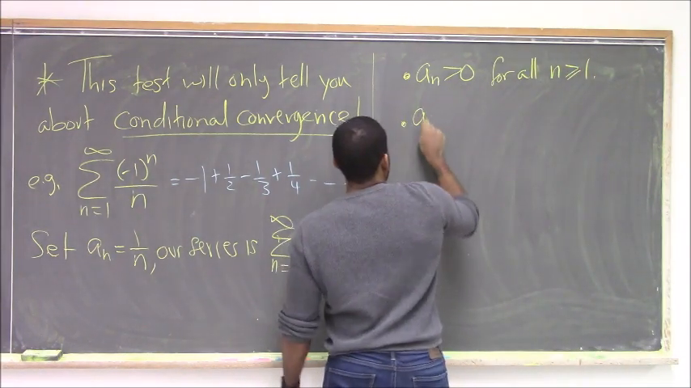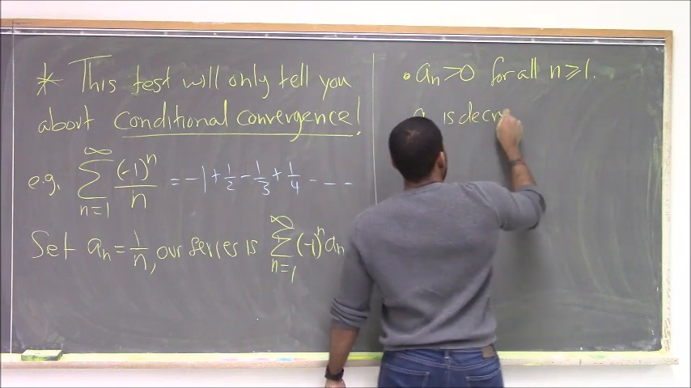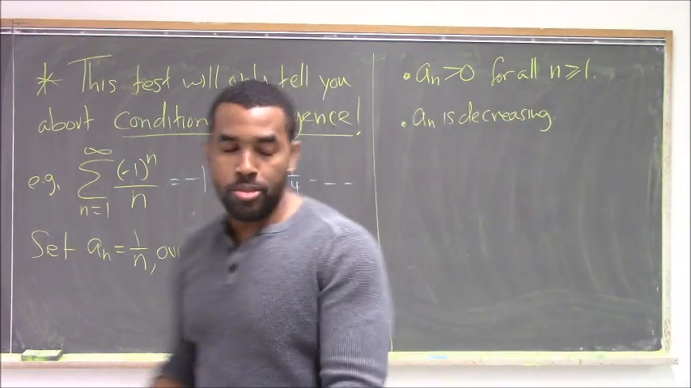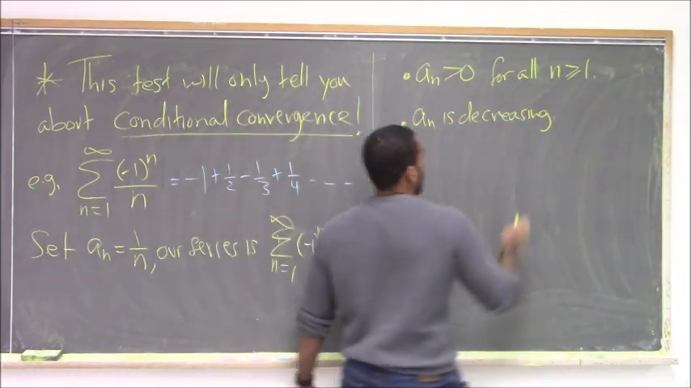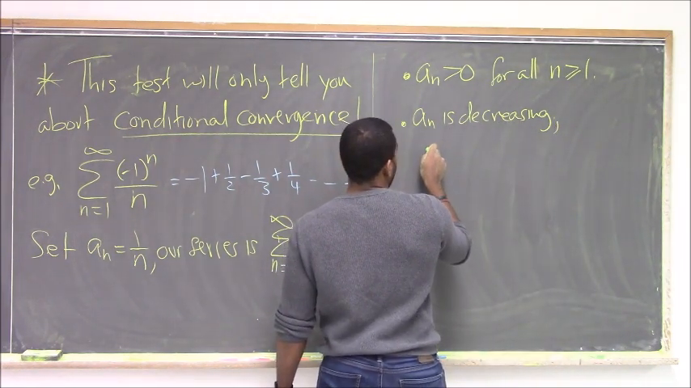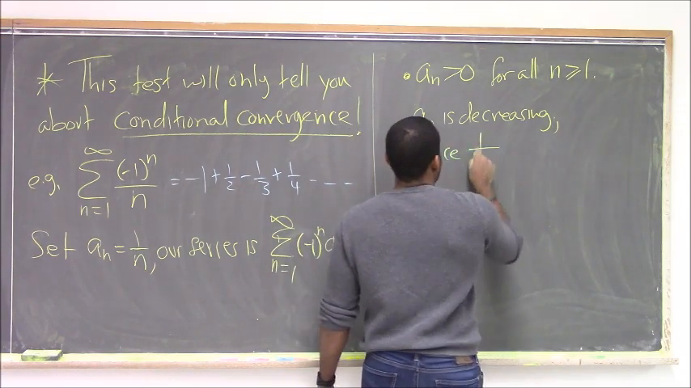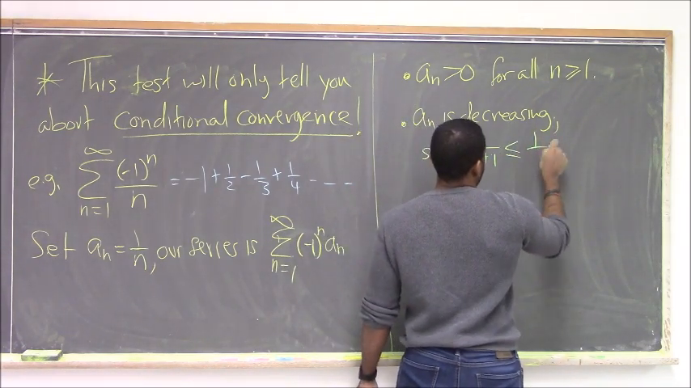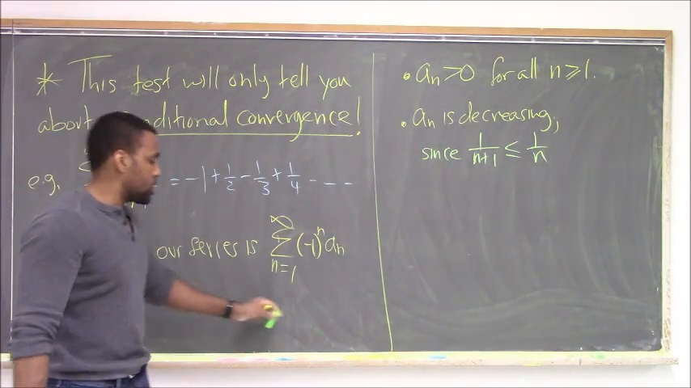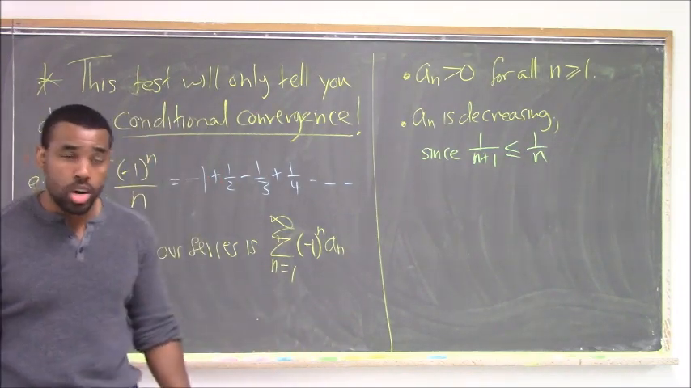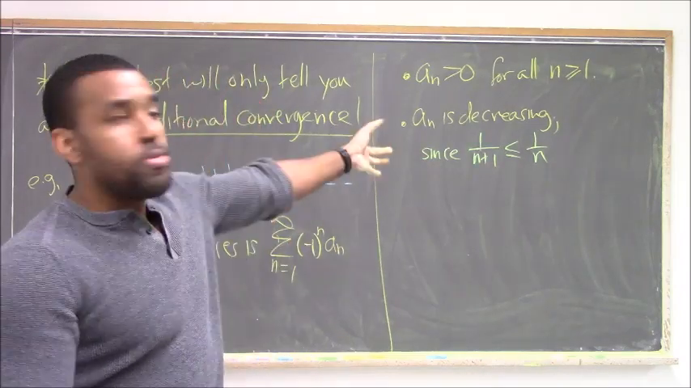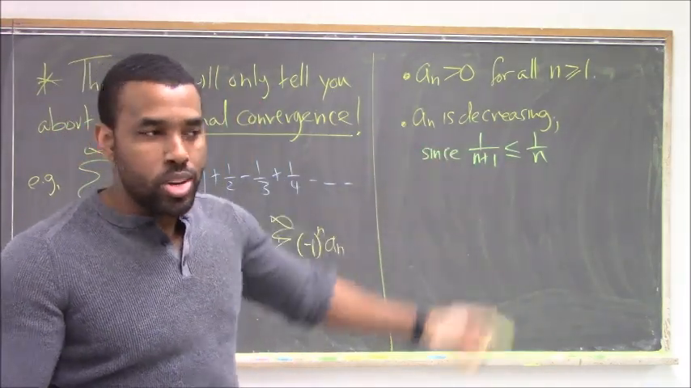Second of all, a_n is decreasing. Now, for the most part, just mentioning this is going to be enough for me. For something as simple as this, I probably wouldn't expect you to actually write this out. Since 1 over n plus 1 is smaller than or equal to 1 over n, that should be clear. Each term is getting smaller than the previous term because the denominator is getting larger. In most instances, if you just mention it's decreasing, I'm going to take your word for it. You don't really have to justify it.